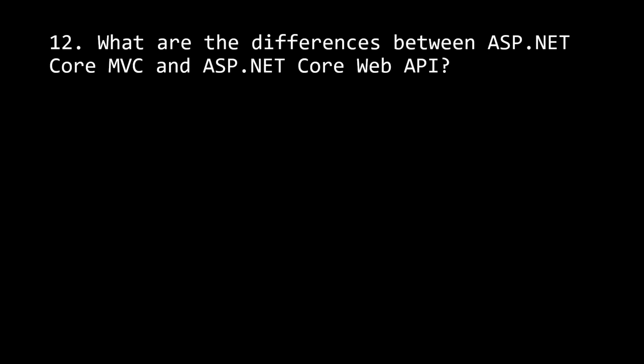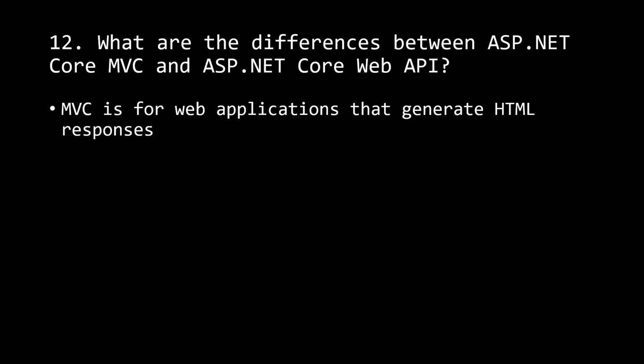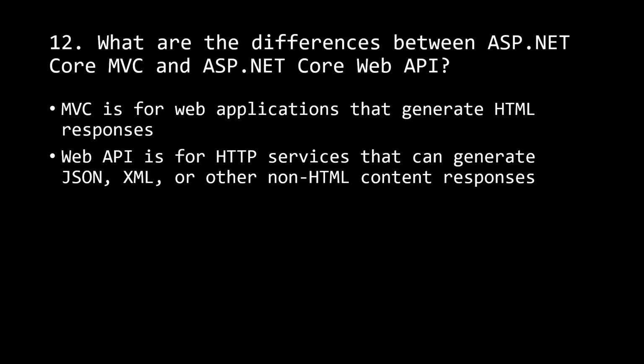ASP.NET Core MVC and ASP.NET Core Web API serve different purposes. MVC is used for building web applications that generate HTML responses, while Web API is used for building HTTP services that can serve JSON, XML, or other non-HTML content to clients.